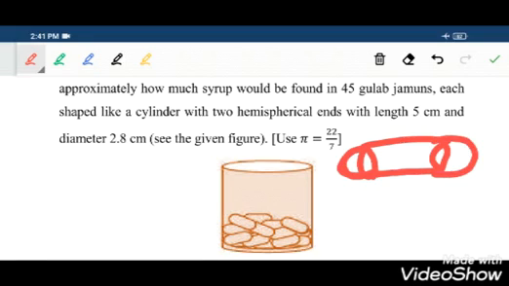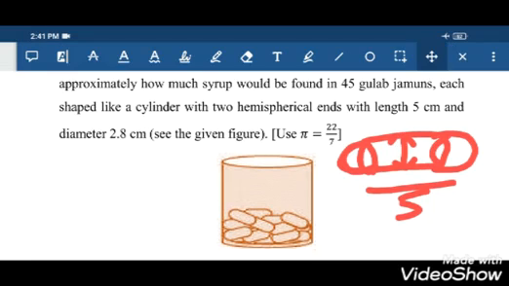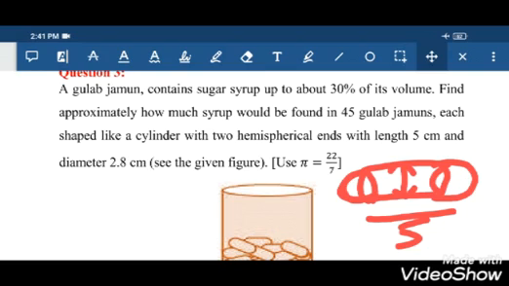The given length with the hemispherical end is 5, and the diameter is 2.8. So the diameter is 2.8 and the radius is 1.4 centimeter. Now we need to find the volume of 45 gulab jamuns, and next find 30% of its volume, which is the total sugar syrup present in the container.